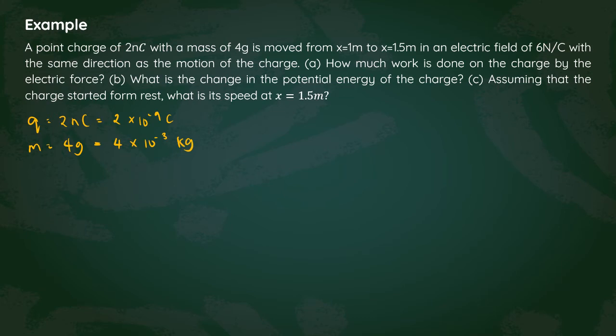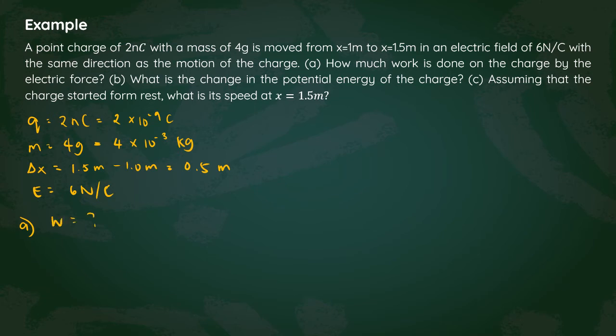And then we have your change in position, which will be the difference from 1.5 to 1 meter. So that's 1.5 meters minus 1.0 meters, and that will give you 0.5 meters as the change in position. And of course, we have our value for electric field, which is 6 newtons per coulomb. So for letter A, we need to solve for the work done.